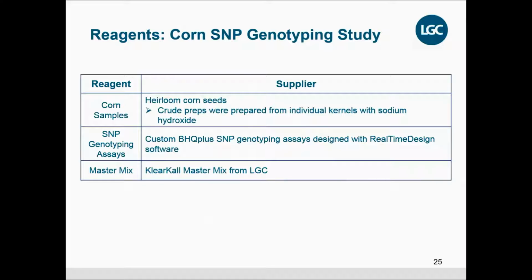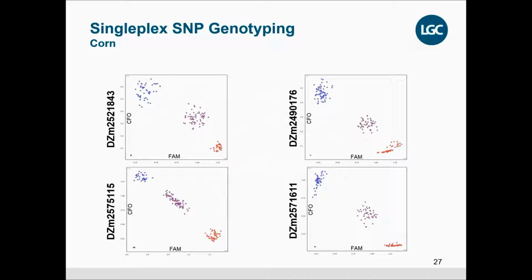The last example, we wanted to show this in plants. So this is with corn or Zea mays. Used heirloom corn seeds, and again a sodium hydroxide prep method to get a very crude extraction of these samples, BHQ plus assays, and clear call master mix.